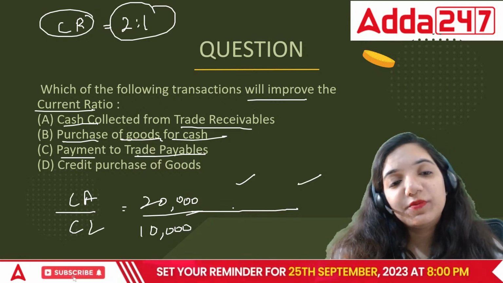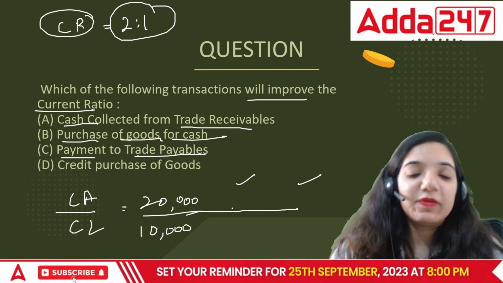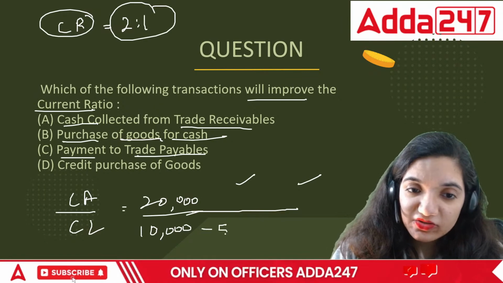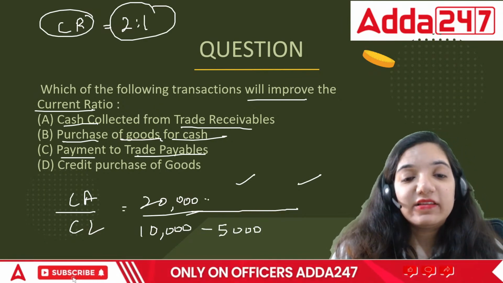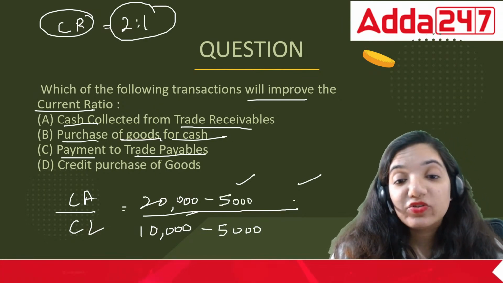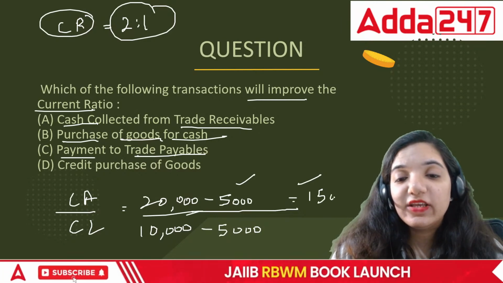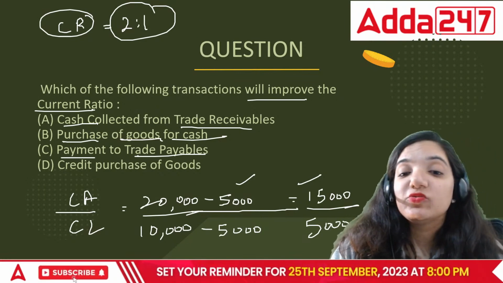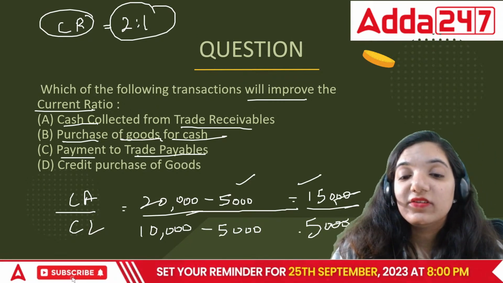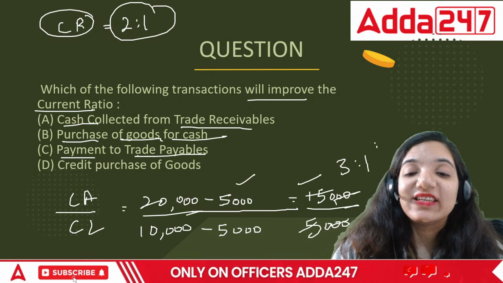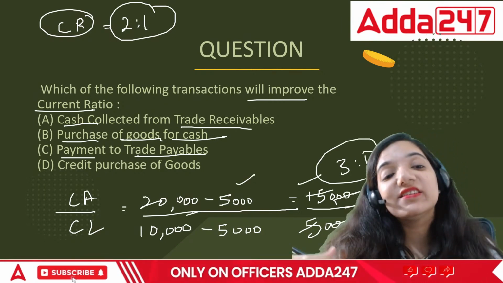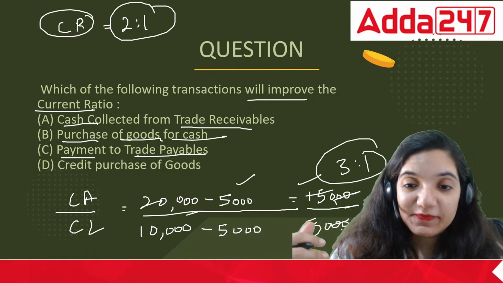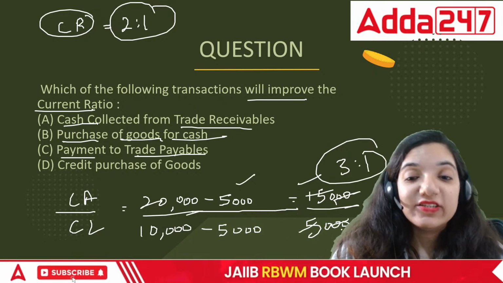In this case, what would be the point? Payment of trade payables. Now, I paid 5,000 to the creditors and definitely I lost cash as well. So in this case, it turns out to be 15,000 divided by 5,000, which was earlier 2:1 has now turned into 3:1. I don't have to scrutinize the last option at all because in the third option it's available that it will turn out to be 3:1.